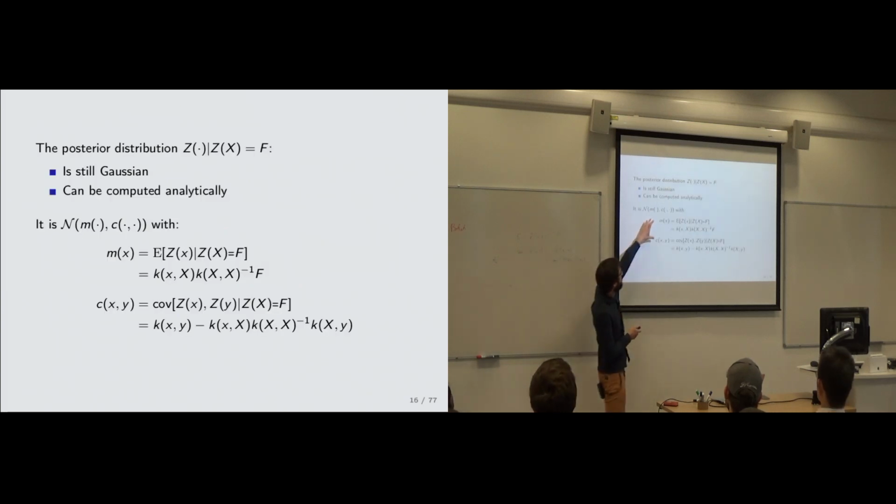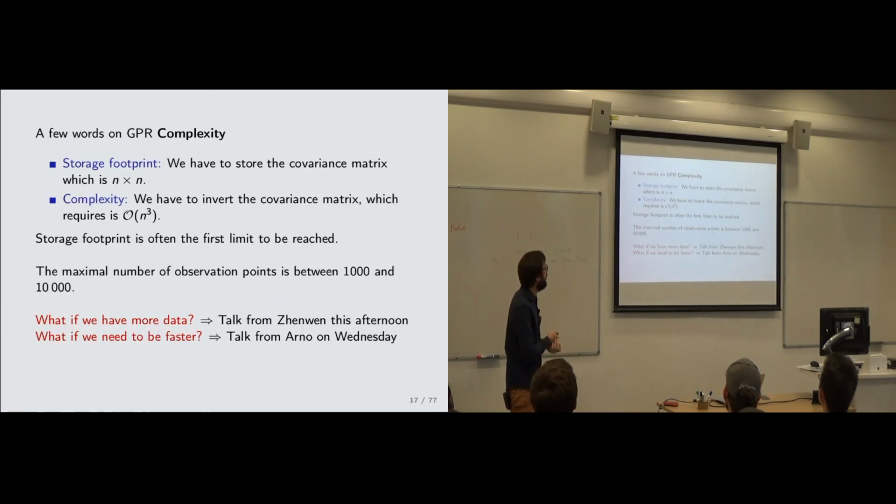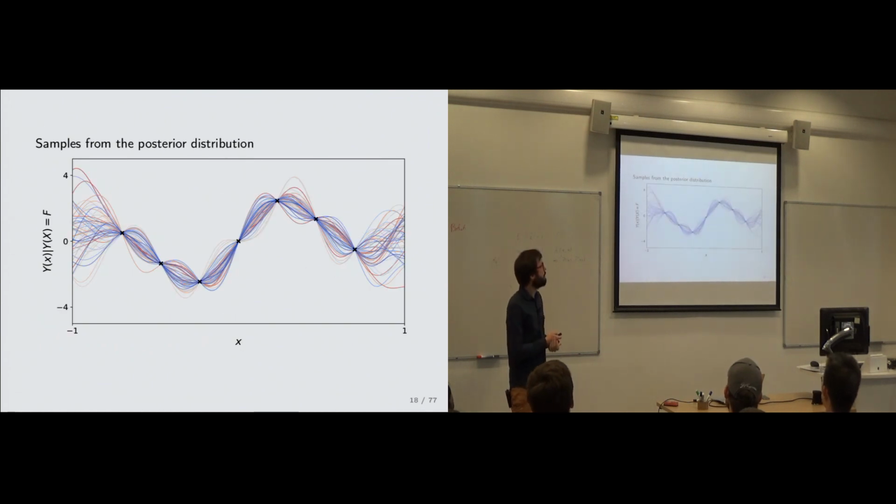So we can compute what's the conditional mean of the GP given the data we have observed, and we can compute what's the conditional covariance. And this is the way the posterior looks. All right.